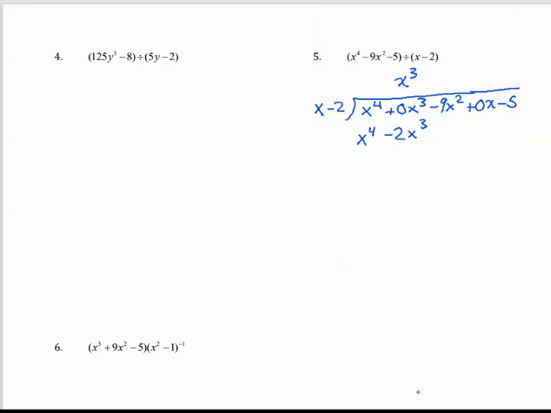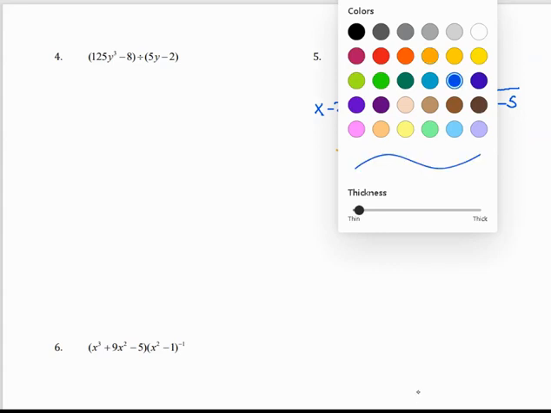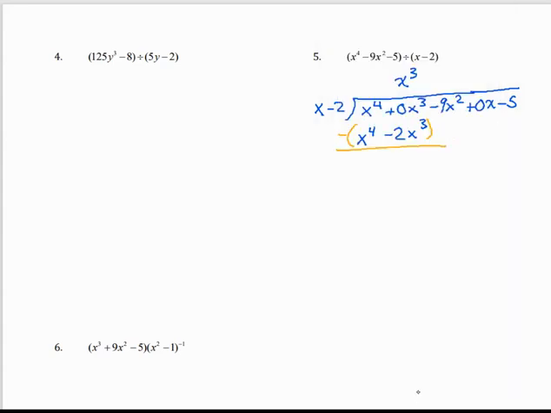Now I subtract. And what does that give me? That's going to give me my x to the 4th will cancel, and this will be saying 0x to the 3rd minus negative, which really becomes positive 2x to the 3rd. That's a monomial, and I have a binomial outside, so I need to bring down one more term. And I start the process again. X goes into 2x to the 3rd, 2x squared times. 2x squared times x is 2x to the 3rd. 2x squared times negative 2 is negative 4x squared.